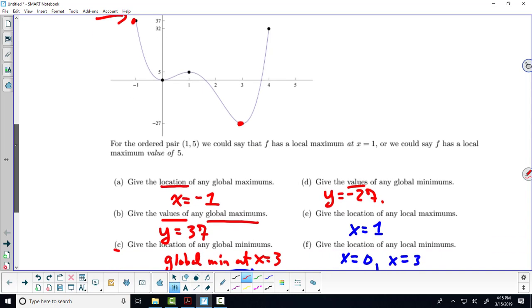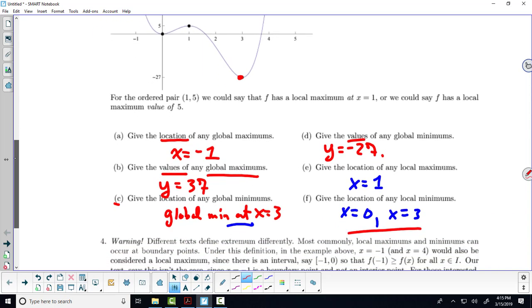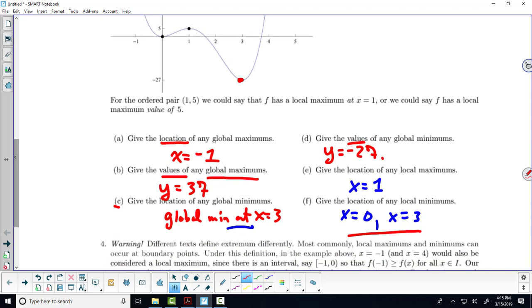Do I have anything else I want to say about this? Yeah, I guess the other thing is I will not purposely try to trip you up with this idea of the location being at a place and a maximum value of. I'm not going to try to purposely confuse you with that, but you should know the difference between the two.